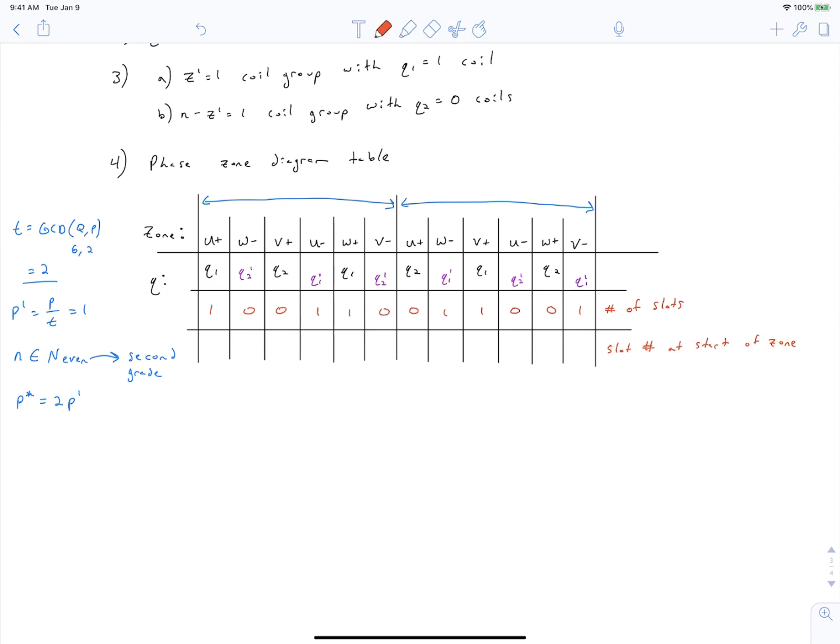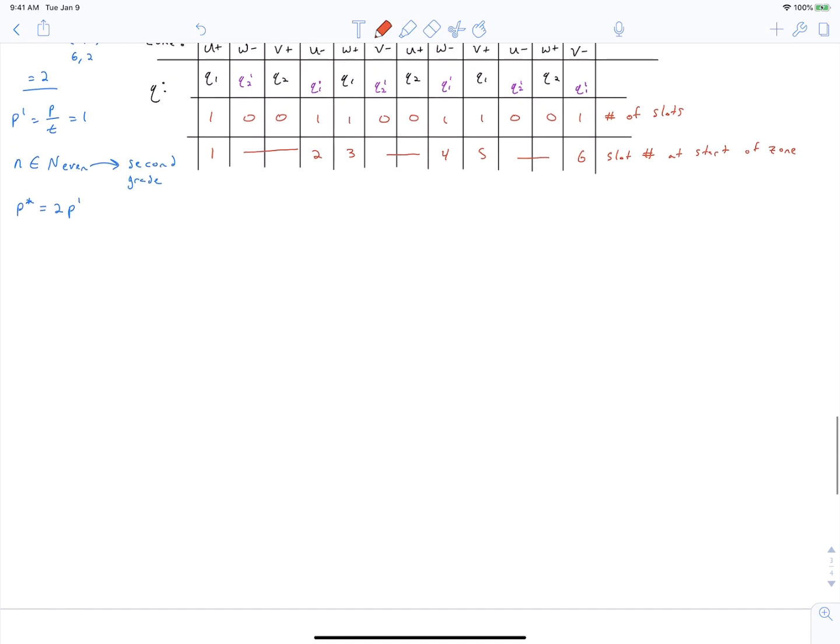And so we do that by just adding these up. So we clearly are starting at slot 1, and then there's no slots here and here, and then we start at slot 2 over here, slot 3, no slots here, 4, 5, and finally we get to slot 6. And at this point we have all the information that we need to actually construct our winding schematic.